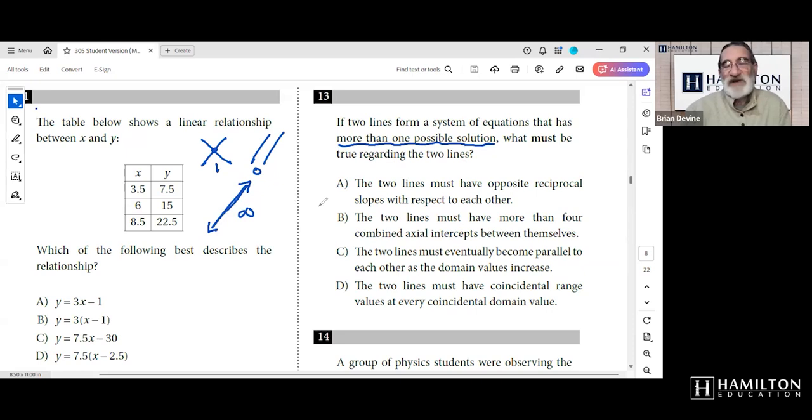So they must be the same line. Every value of x that I stick into the solution on one line is going to give me a set of y's. Well, that'd be the same for the other line in this particular system, that the lines are the same thing. They have coincidental ranges because they have coincidental domains, i.e. they're the same. So D is your correct solution.